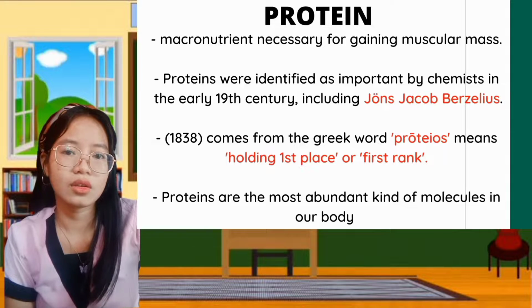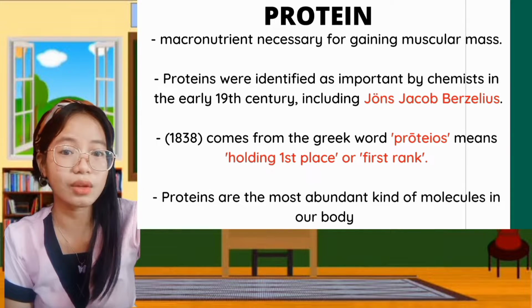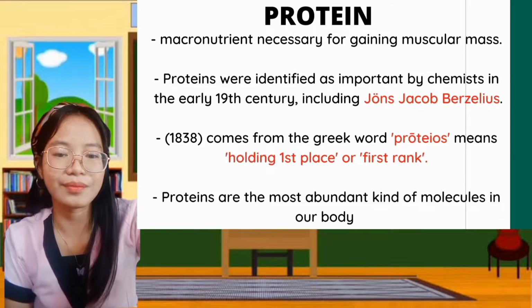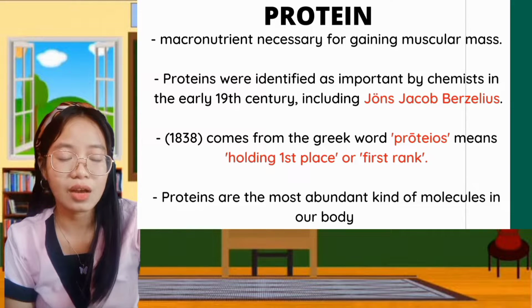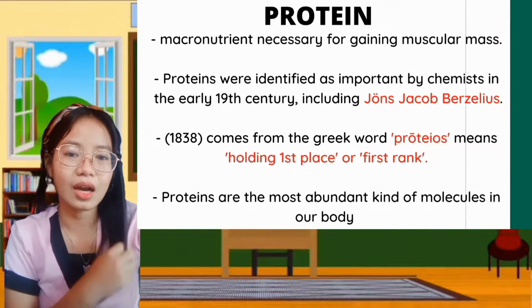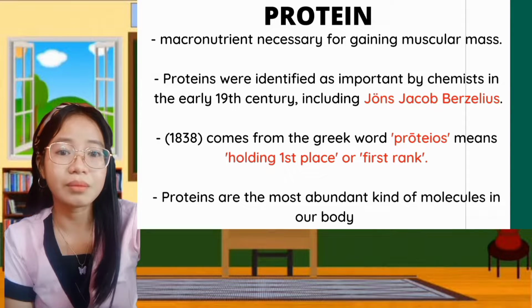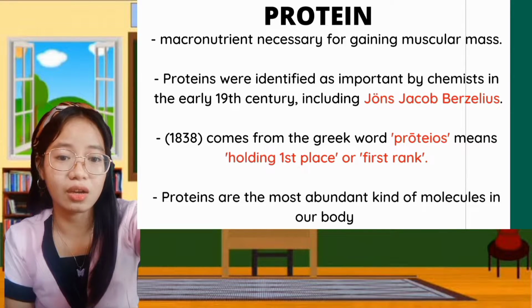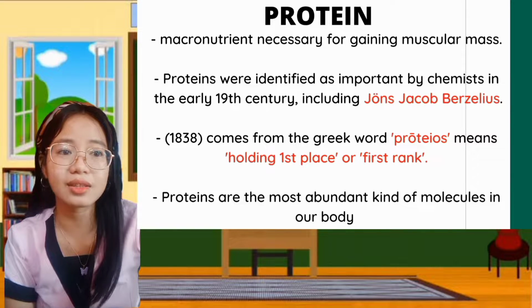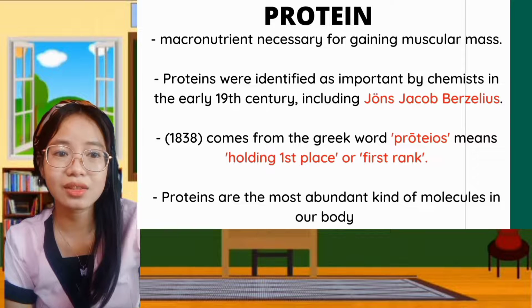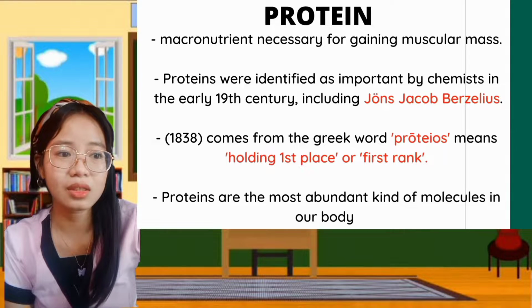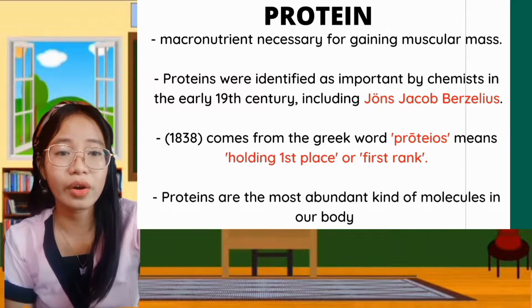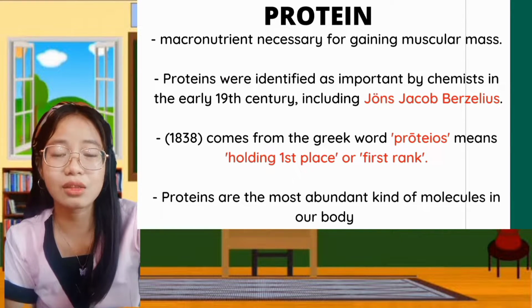Our growth. So now the question is, where do we usually find proteins? Anyone? Okay, so proteins are commonly found in animal products, but they can also be found in other sources such as grains, nuts, legumes, and so on. Next, proteins were identified as important by many chemists in the early 19th century, including Jöns Jacob Berzelius.